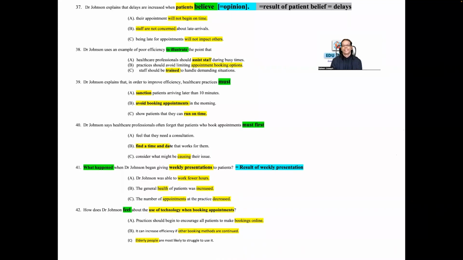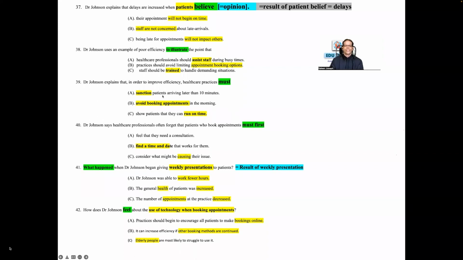Appointment booking options, right? That's the main controlling idea of all the audio I said from the introduction. So there is a clue for you. Okay, third one. Dr. Johnson explained that in order to improve efficiency, healthcare patients must. Option A, sanction patients arriving later than 10 minutes. Option B, avoid booking appointments in the morning. Option C, show patients that they can run on time.